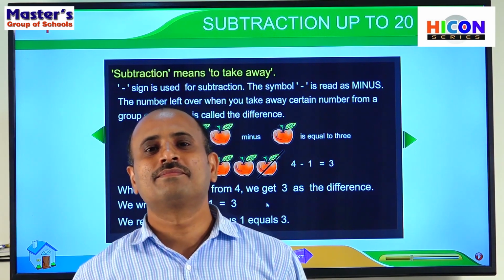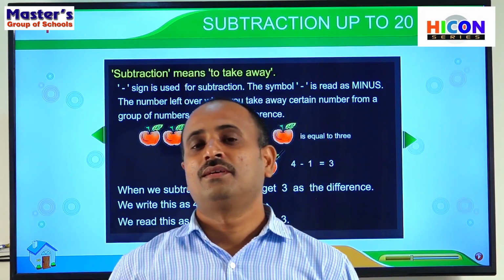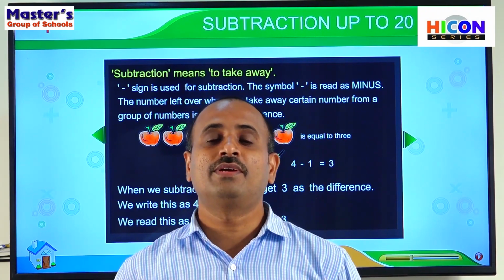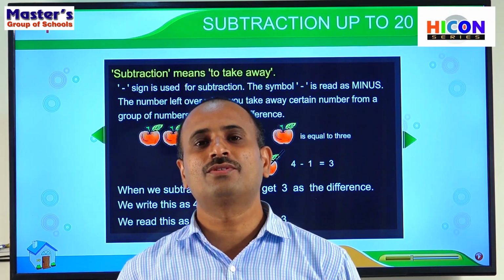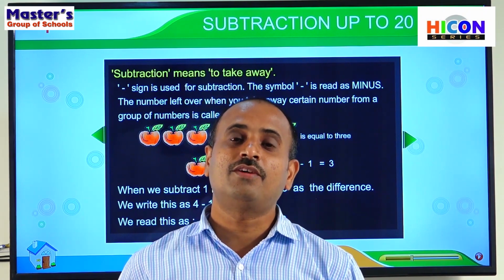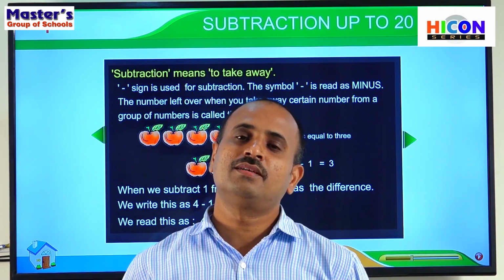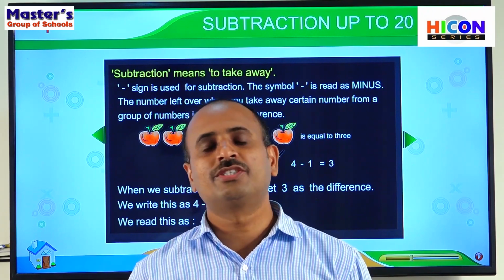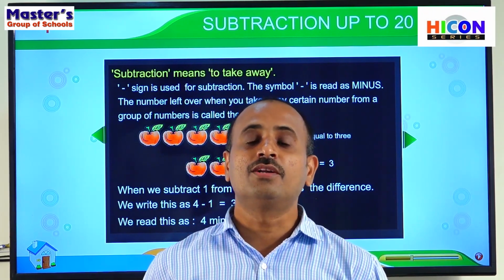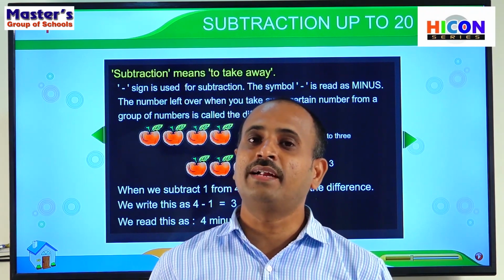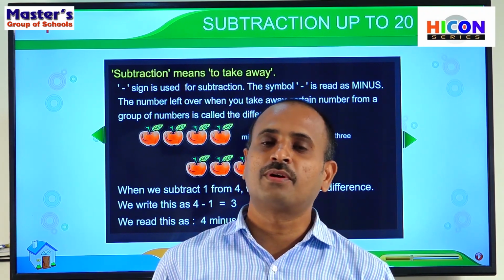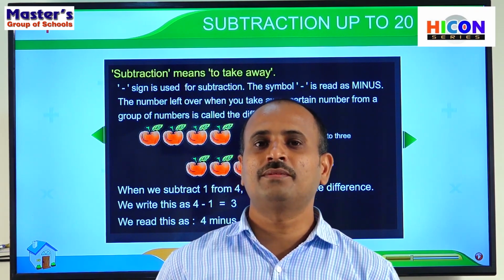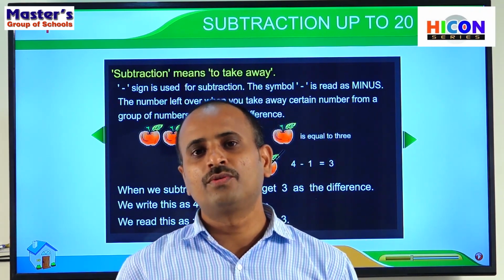Hi children, good morning. In the previous episodes we have discussed how to write the numbers from 20, and also in the second chapter we have discussed the addition of numbers up to 20. In those additions we have learned different types of additions like horizontal addition and vertical addition, and also addition of 3 numbers, and also practiced additions on the number line, and some word problems. So now we are going to discuss the third chapter, that is subtraction up to 20.